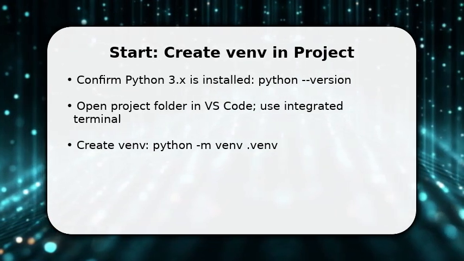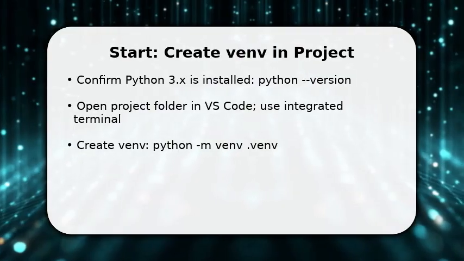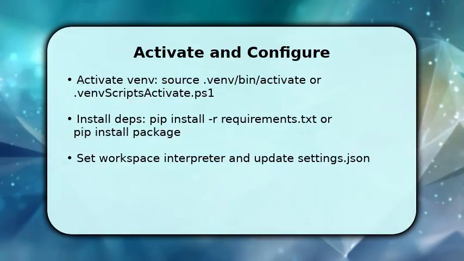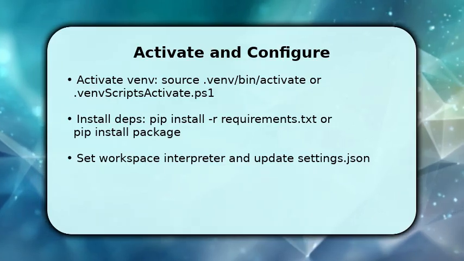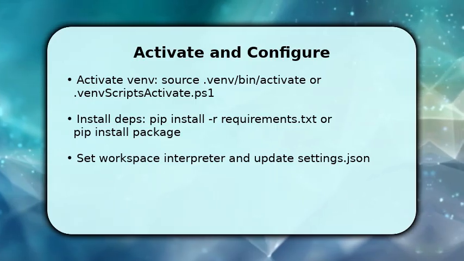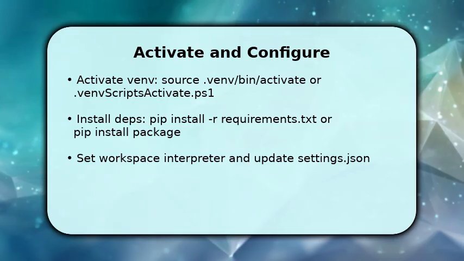You activate the venv in the integrated terminal. On macOS/Linux use source venv/bin/activate. On Windows use venv\Scripts\Activate.ps1 or activate.bat, depending on shell. Once active, install packages with pip and freeze them to requirements.txt so others can reproduce the environment.